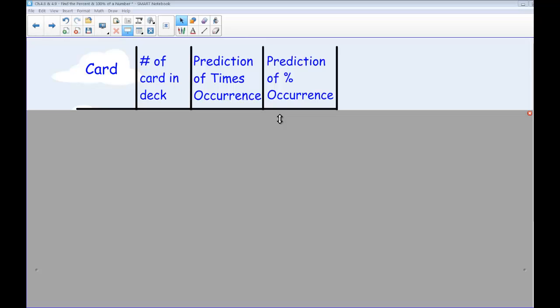Okay, so now in this next question, we're going to be looking at cards as an example. We're going to think of a deck of cards. Even if you're not a card player, that's okay. In a deck of standard cards, there are 52 of them, and there are 4 suits in the standard deck. So there would be 13 of each suit. In this table that I've got set up here, it shows the card. We're going to determine how many cards there are of that particular card in the deck. And then it says prediction of times occurrence and the prediction of percent occurrence.